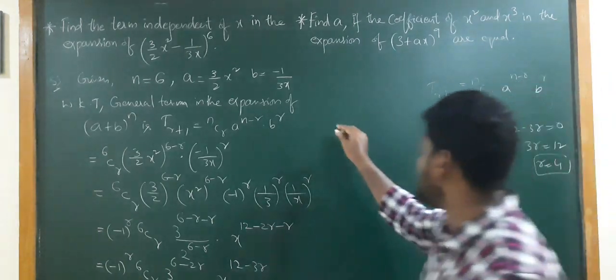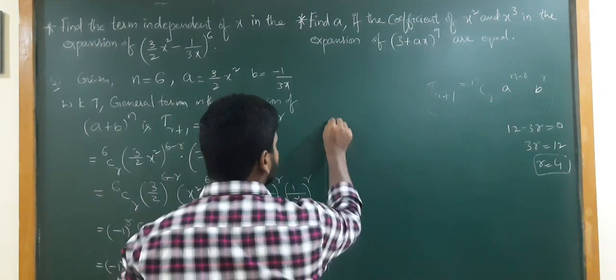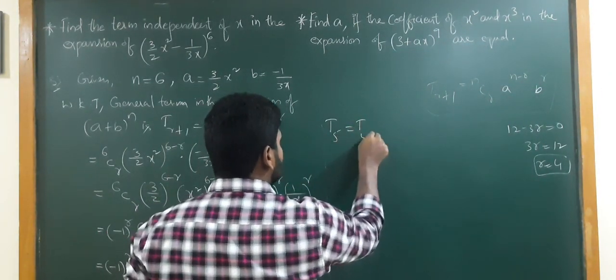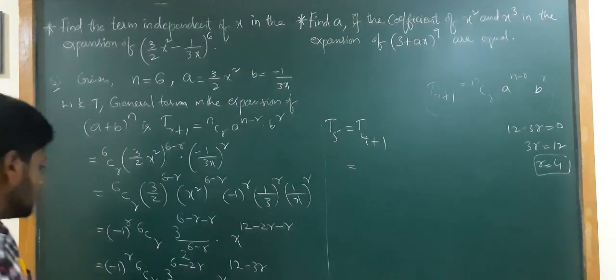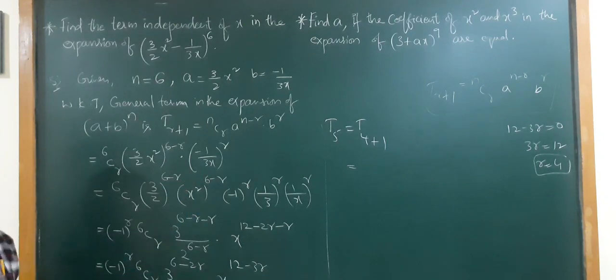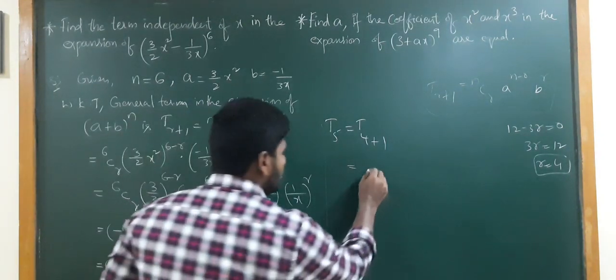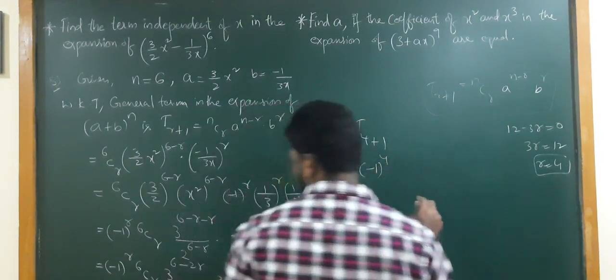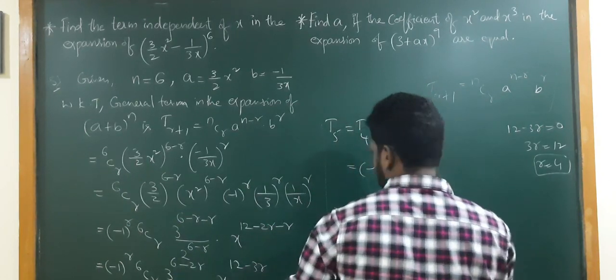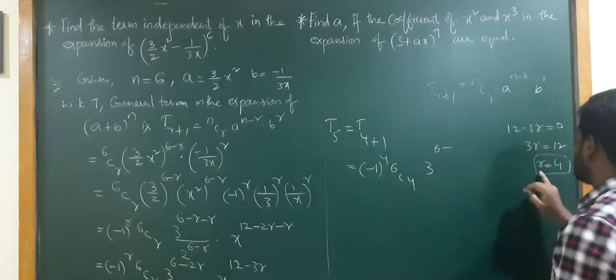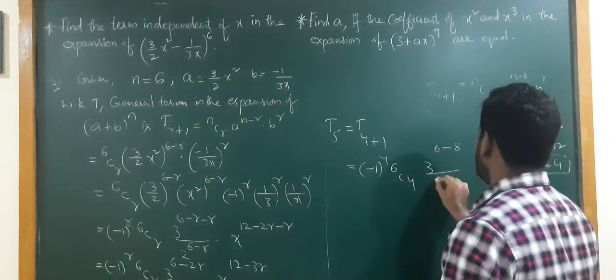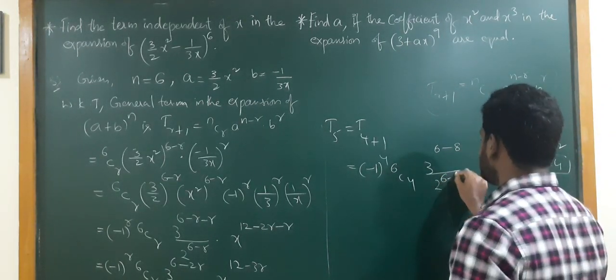We are going to find the fifth term. But to find the fifth term, t5, how will we write? t4 plus 1, right? That is nothing but the t(r+1) formula. In this, we will substitute the r value as 4. So here it will be (-1) to the power of 4, this is 6C4 into 3 to the power of 6 minus 2r, 2 fours are 8, divided by 2 to the power of 6 minus 4.